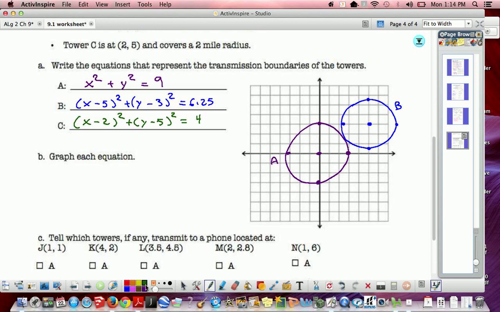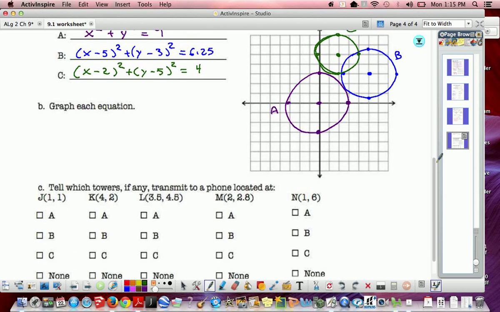So now C is at 2, 5. And then it has a radius of just 2. Down 2, right 2, up 2, left 2. Whoops, got a little wide there. All right, and that is C.